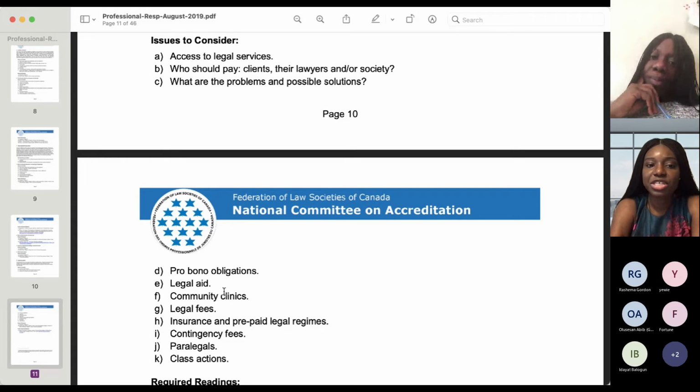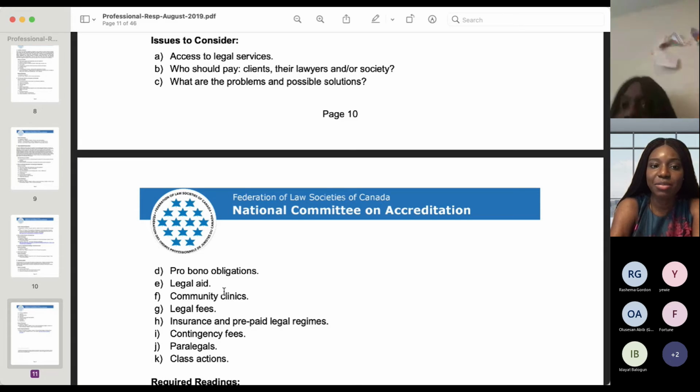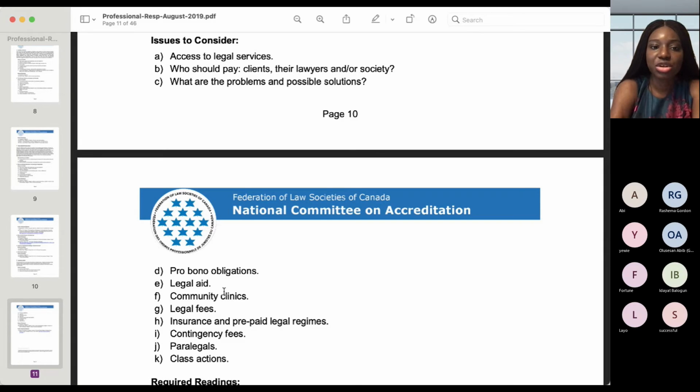Is it high legal fees? Is that what's chasing people away? Should we lower legal fees? Are we taxing legal fees? Are we putting more taxes on people that are seeking legal resolutions? What is legal insurance? What are paid legal regimes? What are the regimes that exist in Canada at the moment, the different types, because there are different types of legal insurance.